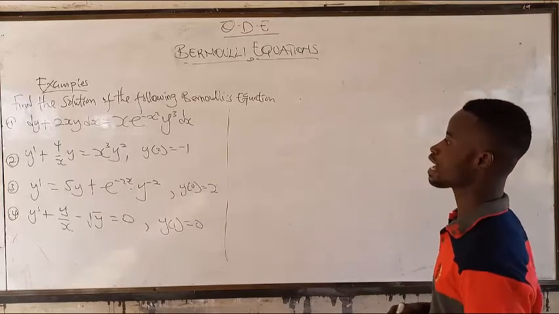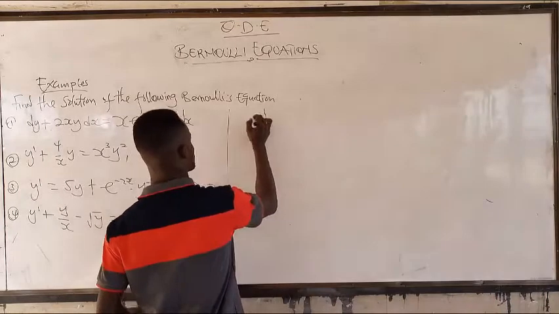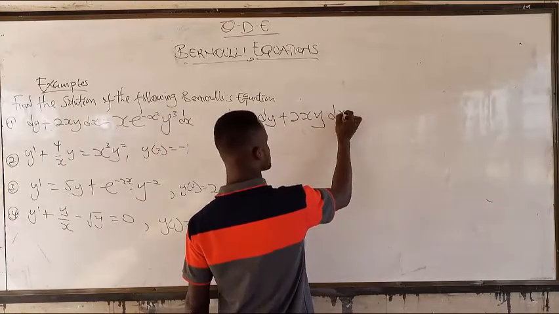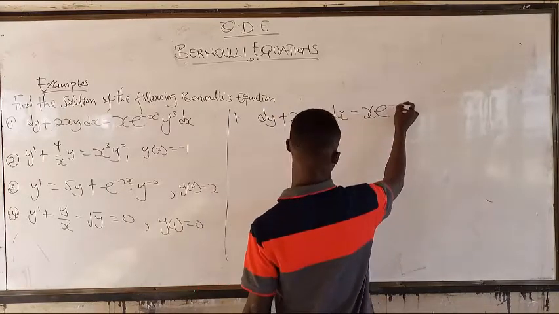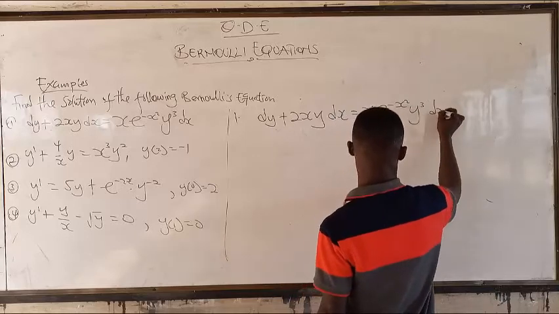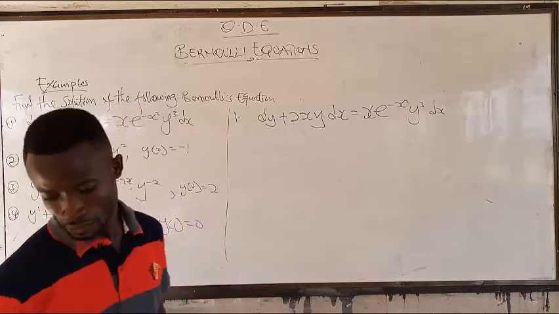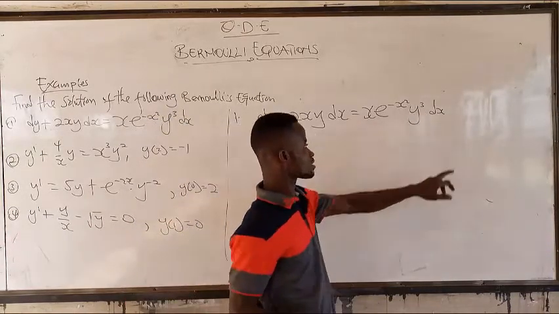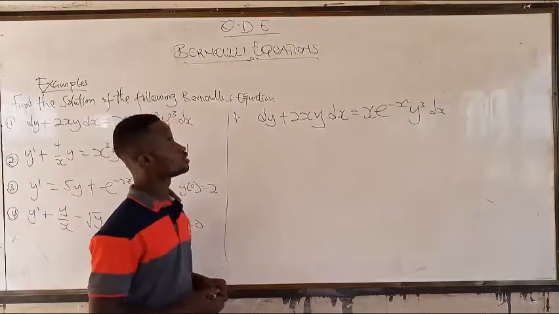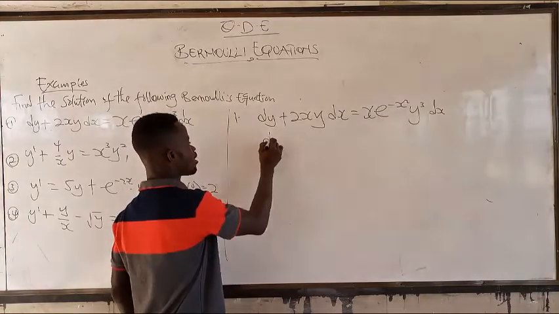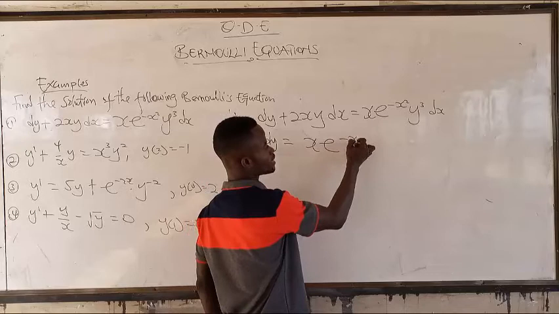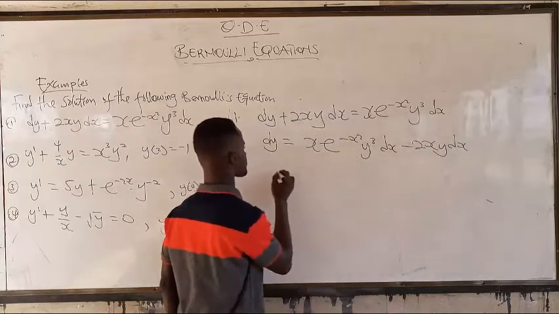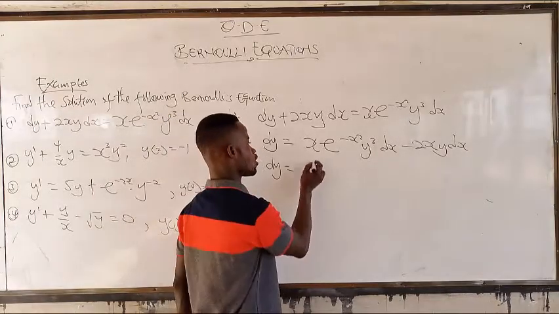So let's first look at the first question. You have dy plus... all right, so with this, we have dx here, dx here, and we have to get dy here. So the only thing that we can do here is that we group like this. So we have dy to be equal to x e raised to negative x squared y to the power 3 dx. Then we send this to the side, minus 2xy dx. And we can factorize dx out.